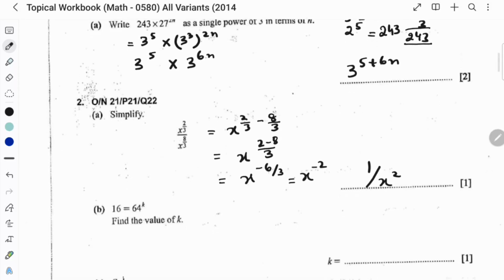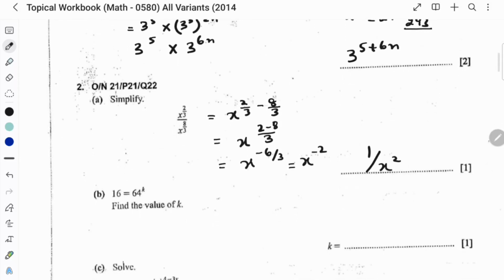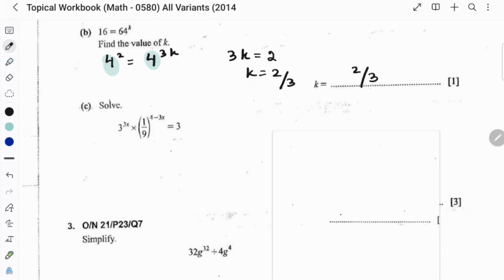The next question is a solution of an equation. We know that 16 and 64 we can make with base 4, and also with base 2. If I make the base 4, then 16 is 4 square and 64 is 4 cube, so 4 to the power 3k. As the bases are the same, the powers will also be the same. So we write 3k equals 2, then k will be equal to 2 over 3 in this question.